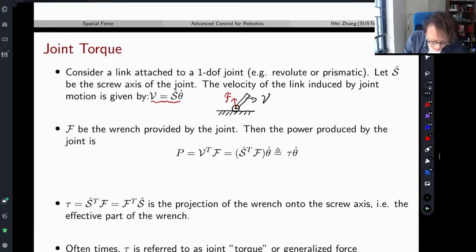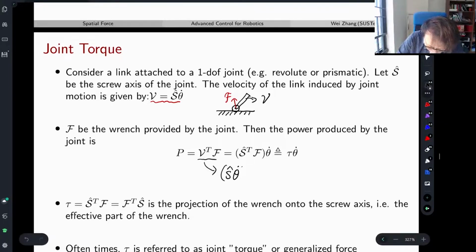So let F be the wrench provided by the joint, and then the power produced by the joint is given by the inner product between this and the spatial velocity, which we substitute. You got the screw axis times the speed you rotate about the screw axis. That's the power, the inner product with the wrench. But this guy is a scalar, right? So you can move it out, and eventually you get this term.